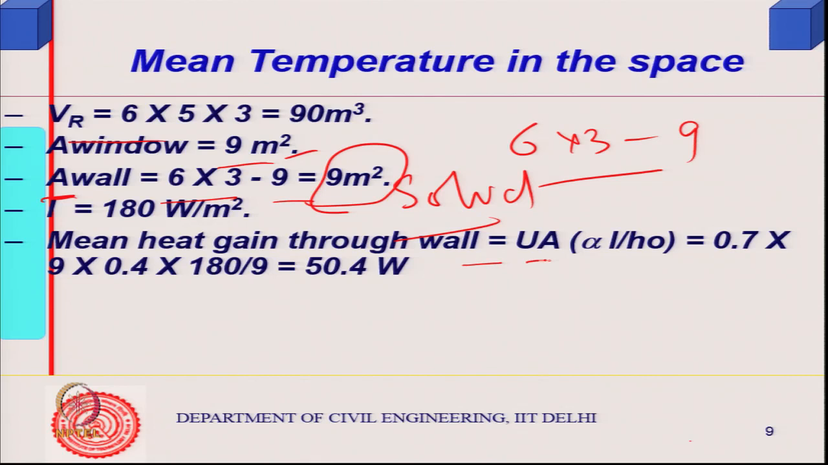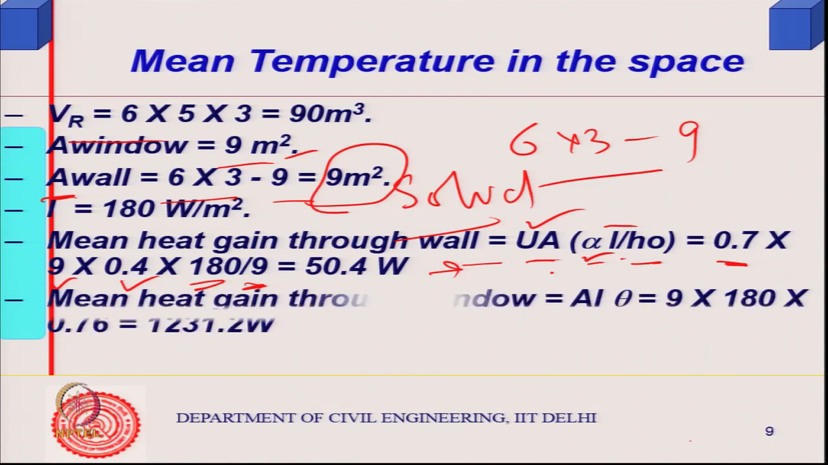Mean heat gain through the wall will be UA alpha I bar by H naught, where U is 0.7, A is 9 meter square from the opaque portion I am looking at, alpha is given as 0.4, I bar is 180 and H naught is given as 9. So, this comes out to be 50. Casual heat gain is neglected, but there is a gain through the glass, which is A I bar theta, where A is 9 meter square again, I bar is 180, and theta is given as 0.76.